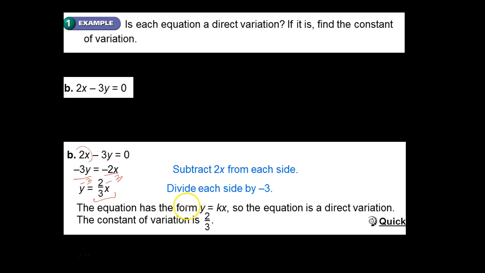So this equation is a direct variation because it's in the y equals k times x form. So my constant of variation, my k value, is going to be 2/3. So understand your constant of variation is your k value.